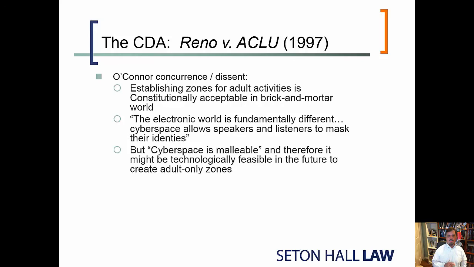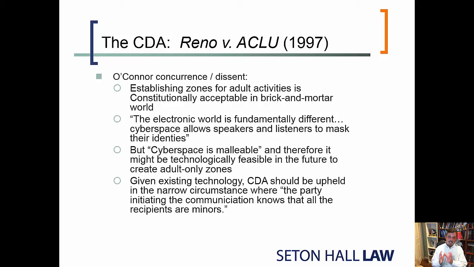But note this. She does say cyberspace is malleable. It could be feasible in the future to create adult-only zones if the technology develops to allow that. Again, this case, 1997. So she says, with existing technology, the Communications Decency Act should have been upheld in the narrow circumstance where the party initiating the communication knows that all the recipients are minors. When would that happen? It might be in a particular chat room or a particular email or something along those lines, but in that narrow case. But notice that O'Connor does leave open the possibility that if technology makes that kind of zoning possible, maybe the statute could be constitutional.